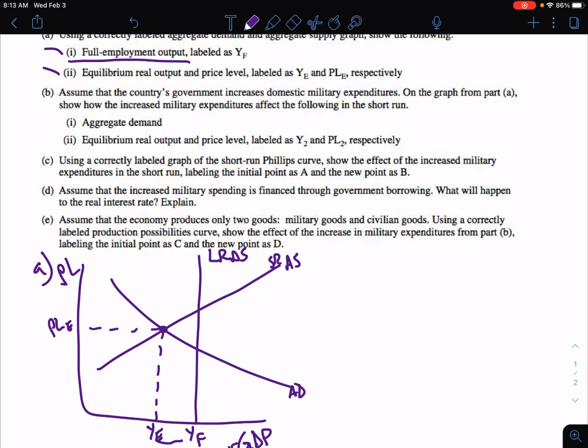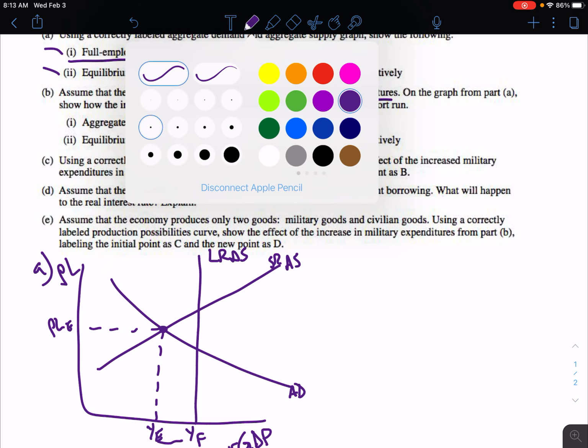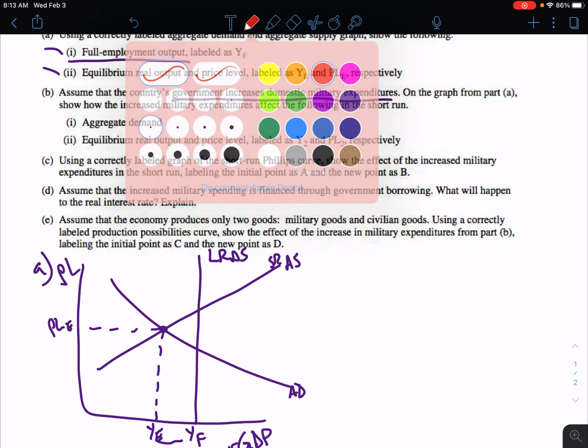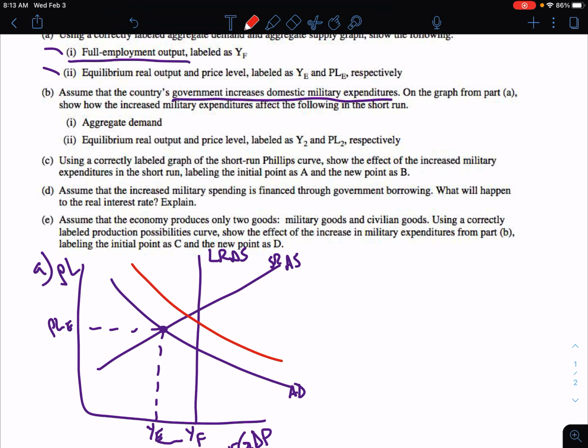Okay, so now assume that the country's government increases domestic military expenditures and then add on the graph from part A what that looks like. So we'll change colors, we'll go to red, and we're going to have an increase in aggregate demand because G is a component of aggregate demand. So when G goes up, aggregate demand will shift to the right. All right, so we need to label this PL2 and Y2.